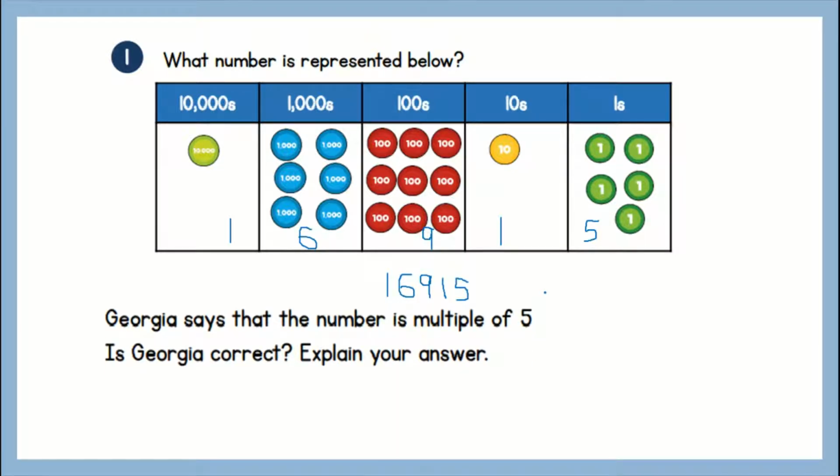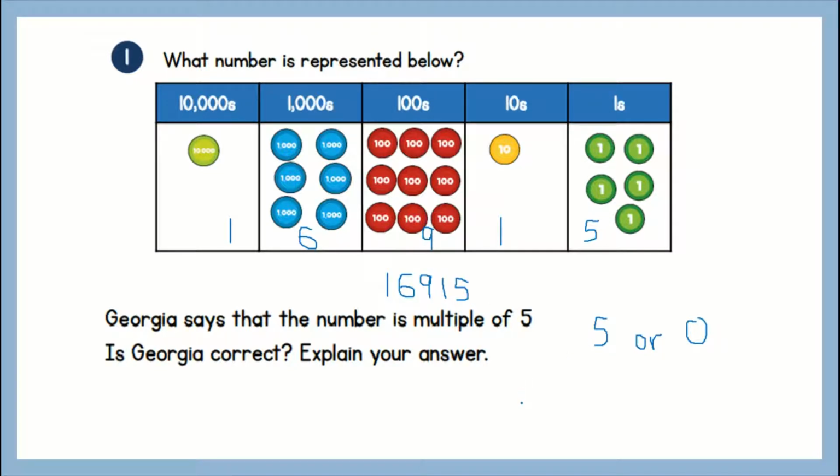Now for the second part of the question, Georgia says that the number is a multiple of 5. Is Georgia correct? Explain your answer. We know that a multiple of 5 ends in a 5 or a 0. And this number here ends in a 5, so it is a multiple of 5.